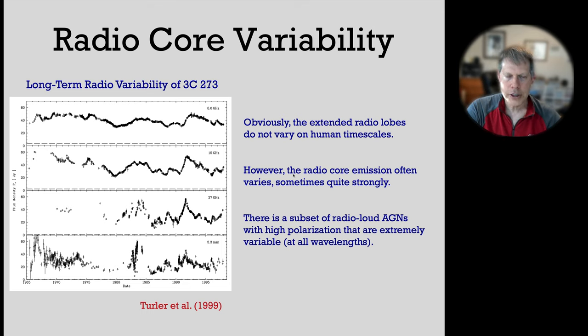However, the radio core emission is very different. It often varies, and sometimes quite strongly. Here is just one example showing the long-term radio variability of 3C273, a very well-known radio loud active galactic nucleus, and you can see at 8 gigahertz, 15 gigahertz, 37 gigahertz, and 3.3 millimeters, significant variability over time. And this is a fairly long time scale light curve running from 1965 up until around 2000 or so. And you can see it varies in interesting ways. And moreover, there is correlated variability across different frequencies. This 37 gigahertz flare here is also seen at 15 gigahertz and also here in a more dampened way at 8 gigahertz. Okay. So radio core emission often varies and sometimes quite strongly.